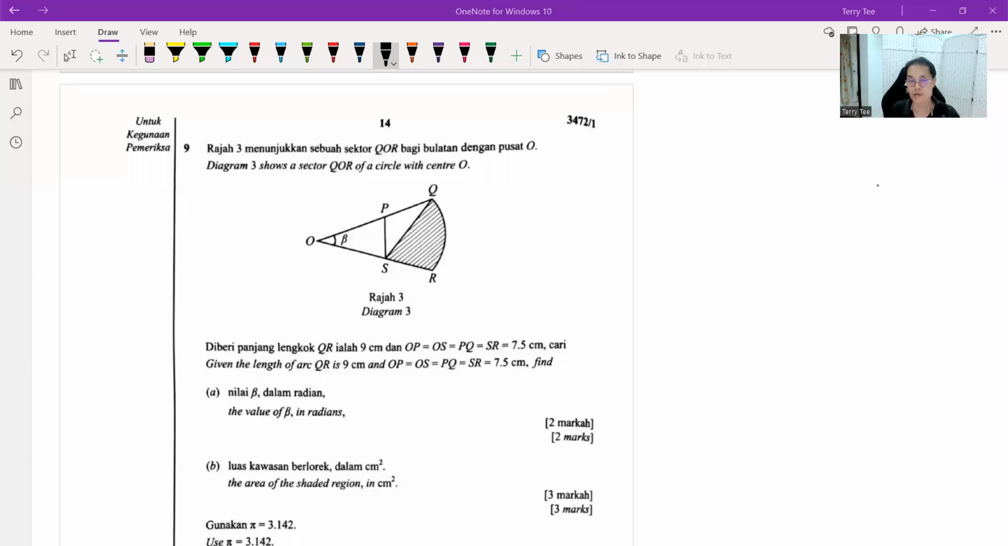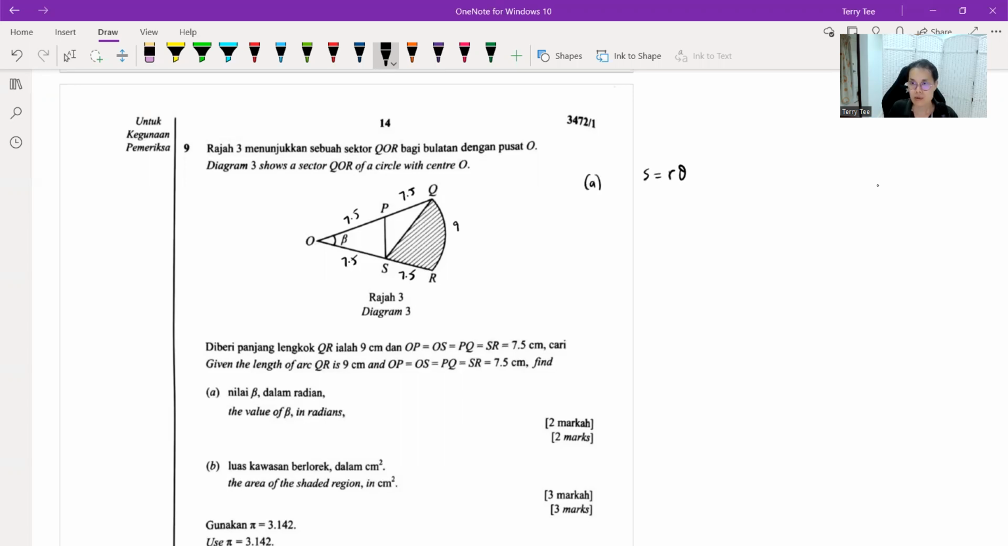Okay, question number 9. This is from form 5, chapter 1, circular measure. Okay, this question is quite simple. You're given OP, the length of arc QR is 9 cm. OP equals OS equals PQ equals SR. They are all 7.5. Okay, now you're supposed to find the value of beta. Beta is an angle. Now remember, we can use s equals r theta.